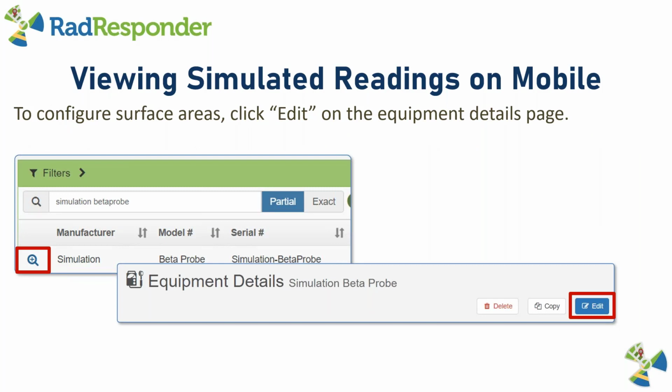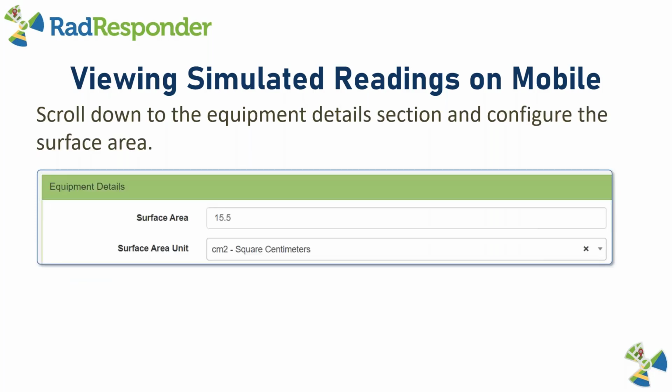To configure my surface areas, again, I'm still at obviously my same equipment page in my organization space. I'm going into the details form for the instrument, and I'm going to click edit for that instrument. And then when you scroll down, you're going to see an equipment details section, and there will be a surface area field there where I can supply a surface area for this probe.